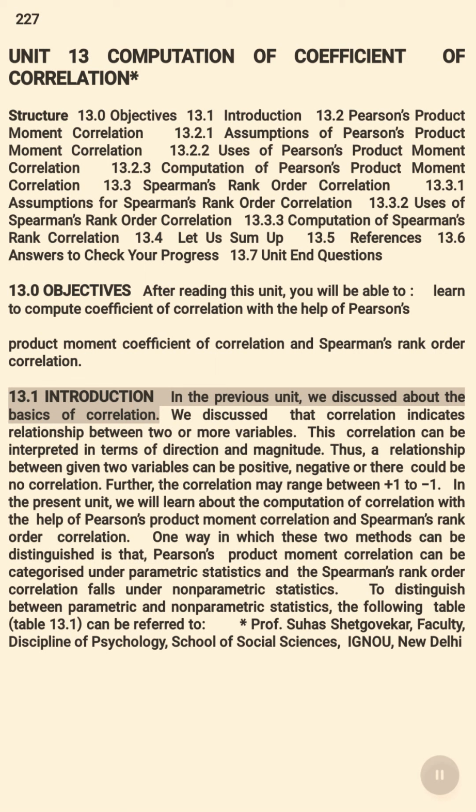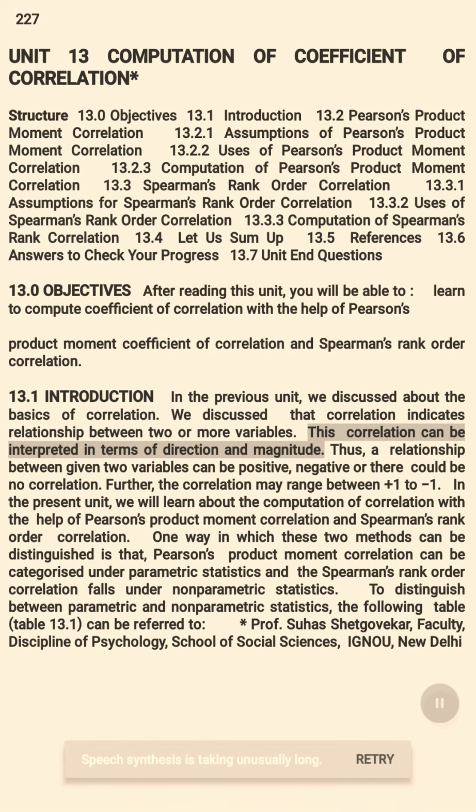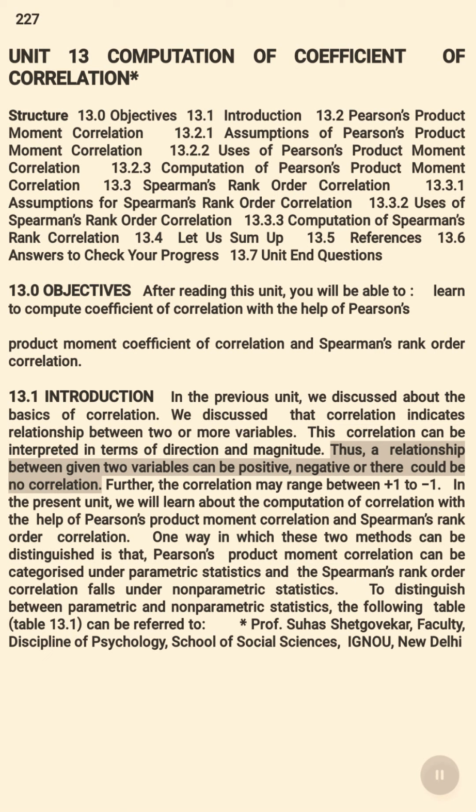13.1 Introduction. In the previous unit, we discussed the basics of correlation. We discussed that correlation indicates the relationship between two or more variables. This correlation can be interpreted in terms of direction and magnitude. Thus, a relationship between given two variables can be positive, negative, or there could be no correlation. Further, the correlation may range between +1 to -1. In the present unit, we will learn about the computation of correlation with the help of Pearson's product moment correlation and Spearman's rank order correlation.